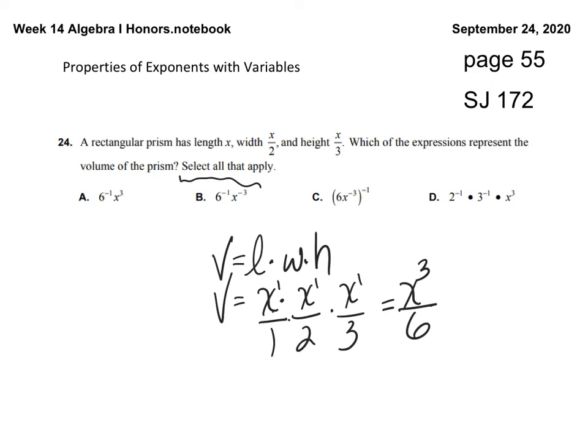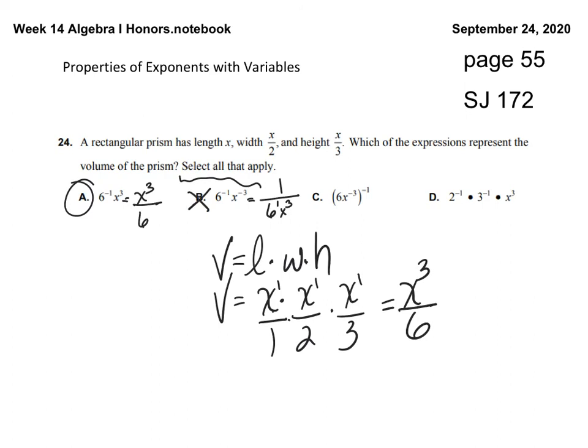Let's just go through them. For this first one, 6 would need to move to the denominator. X to the third would remain in the numerator. Is that the same? Yes, so A is correct. For the next one, both bases are raised to a negative exponent, so they're both going to go to the denominator, and the exponent is going to become positive. And that is not equivalent to the volume that we just got.